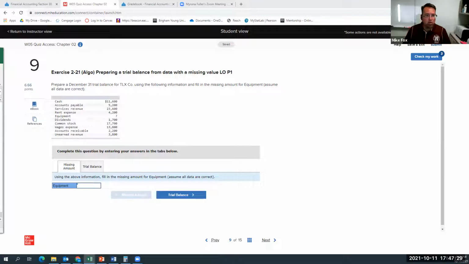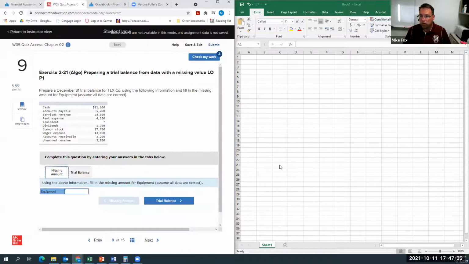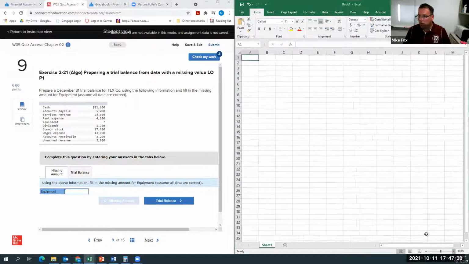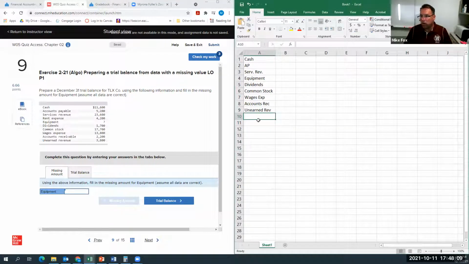So I'm just gonna bring over an Excel spreadsheet here, kind of walk you through how I would go about doing this. We have our cash account, our accounts payable, our service revenue, our equipment, dividends, common stock, wages expense, accounts receivable, and unearned revenue. So the first thing I'm going to do, just to make my life a little bit easier, is put these in order.